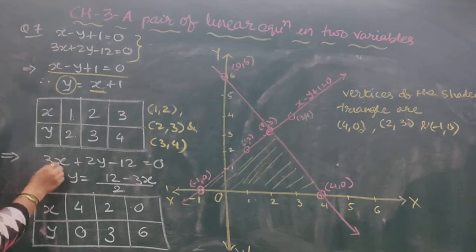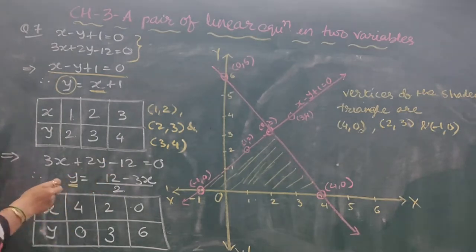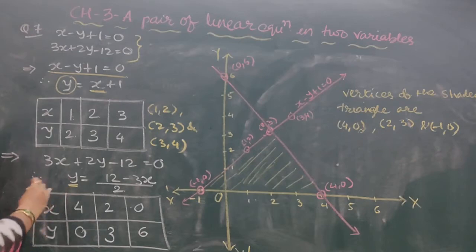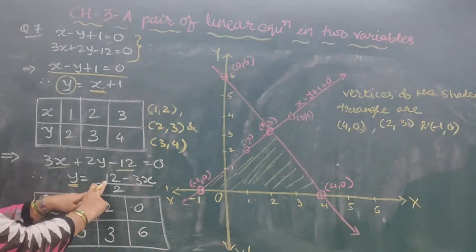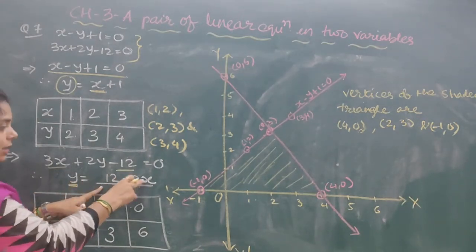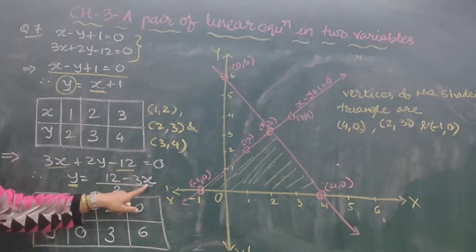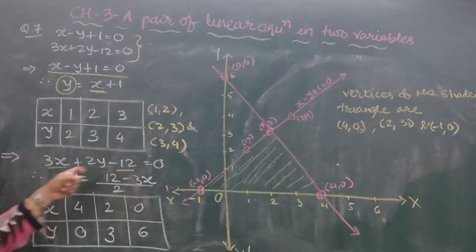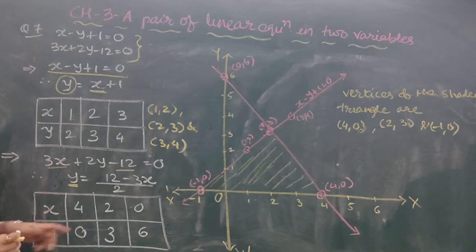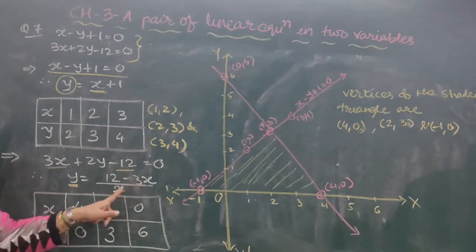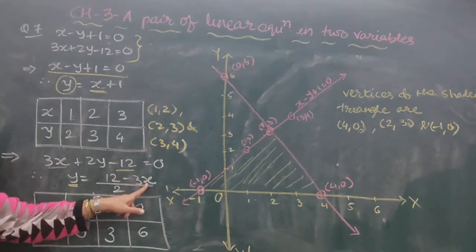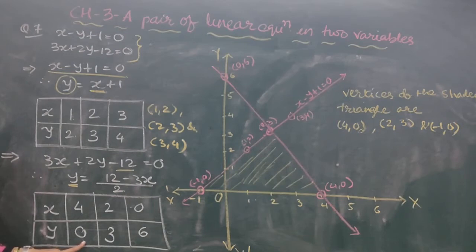Now, let's go to the other equation which is given, 3x plus 2y minus 12 is equal to 0. Again, I put y on the left hand side and take all the numbers and the other variable on the right hand side. And finally, I got y is equal to (12 minus 3x) by 2. Again, I will put a value of x and accordingly I will get a value of y. So if I put 4 here, 3 fours are 12. So 12 minus 12 is 0. So 0 by 2 is 0. So if I put 4 here, I will get the value of y as 0.